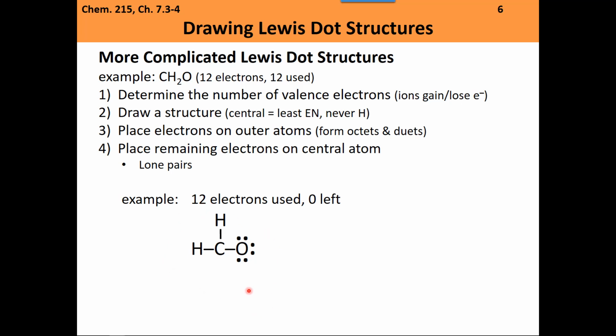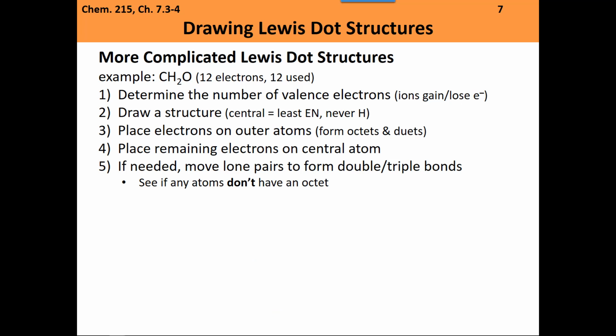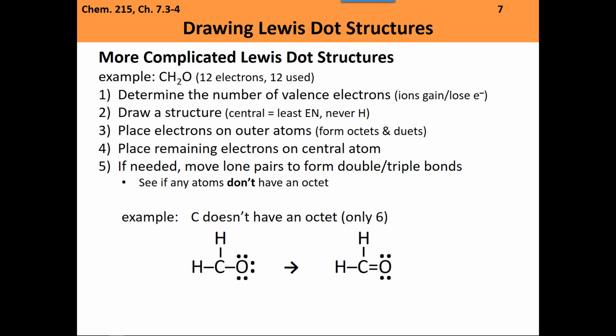By the way, in step 4, if we draw something and it fulfills an octet for everything, we don't have to move on. But if we don't, we need to move on to step 5. Step 5 is we can move lone pairs to form double and triple bonds. And so if I look at this, if I move one of these lone pairs to here to form a double bond with the carbon, I'm now going to have a carbon with an octet. The oxygen still has an octet.